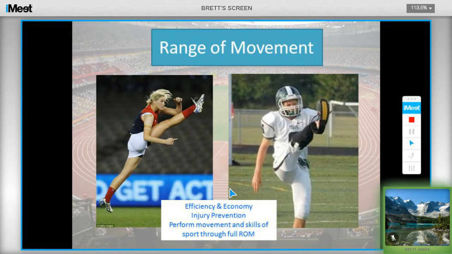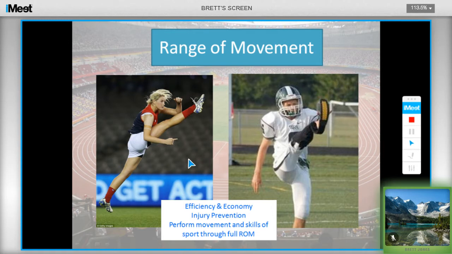Range of movement is really necessary. It's really necessary because without it, if we don't have adequate range to perform the skills or the drills, then we are compromised, but also to improve our efficiency and our economy. As I mentioned briefly before, if we have tightness through the quadriceps, for example, then our ability to flex the knee is a little bit inhibited by that tightness through the quads.